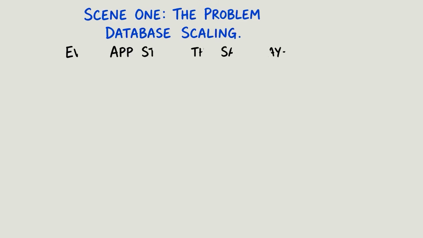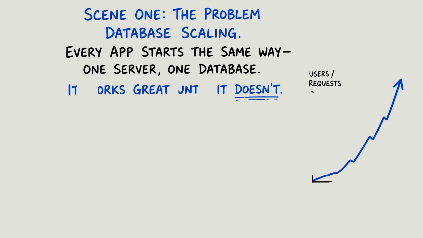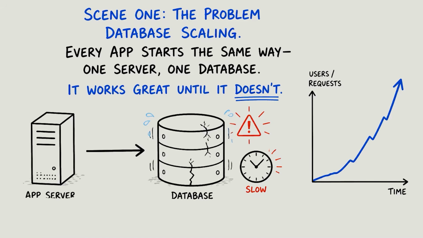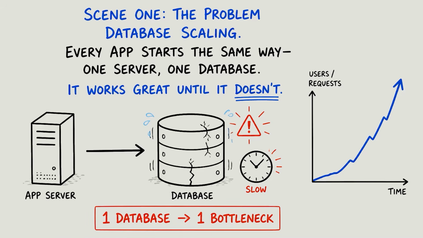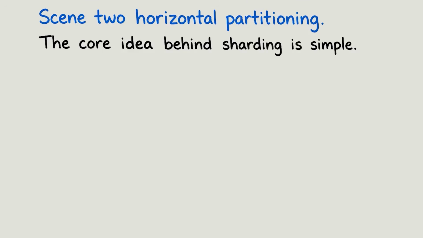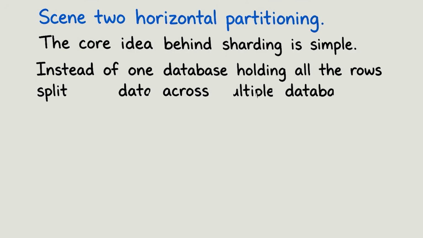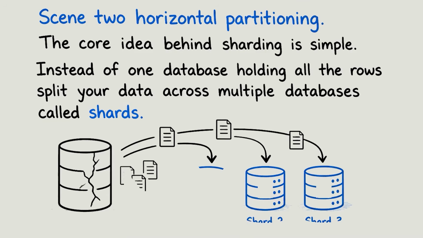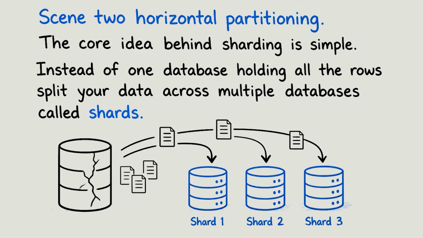Scene 1, the problem, database scaling. Every app starts the same way. One server, one database. It works great, until it doesn't. Scene 2, horizontal partitioning. The core idea behind sharding is simple. Instead of one database holding all the rows, split your data across multiple databases, called shards.